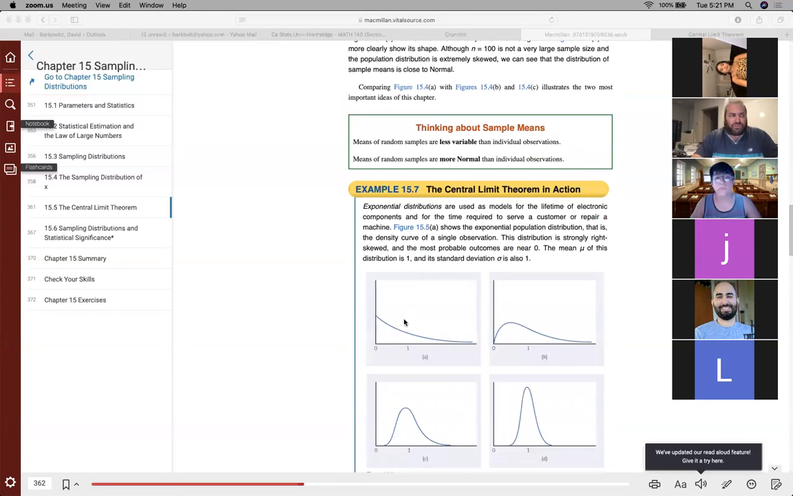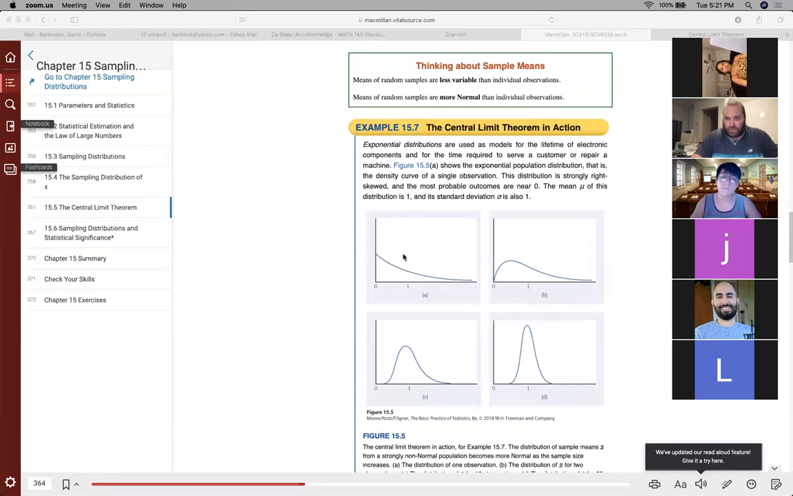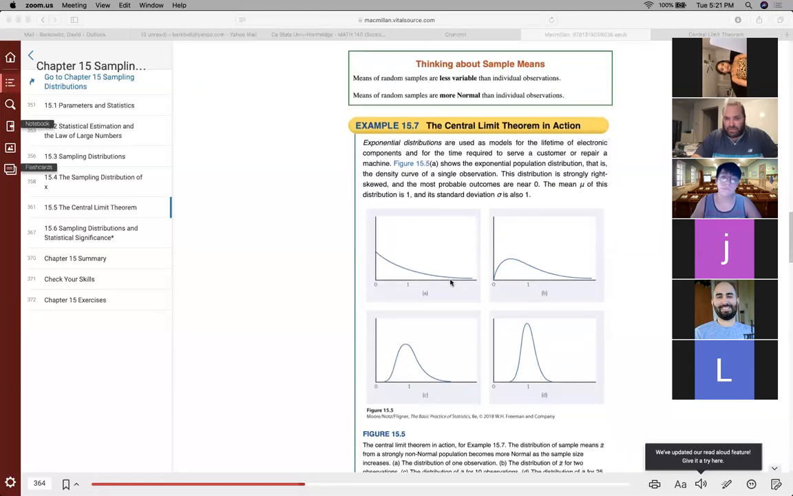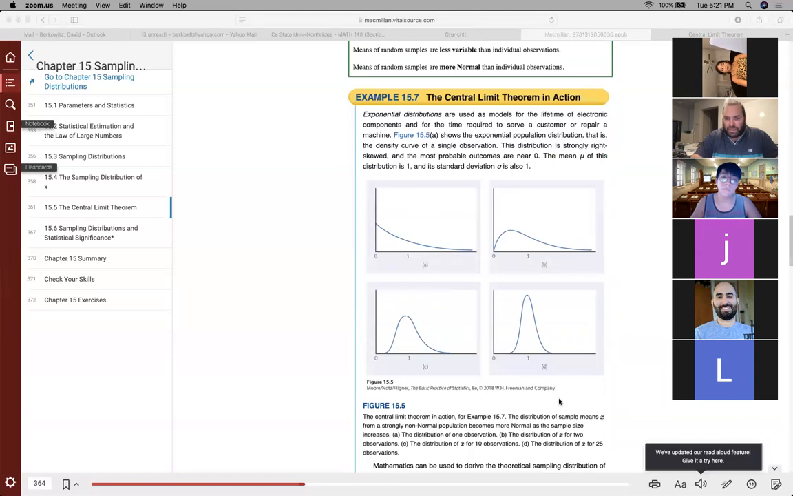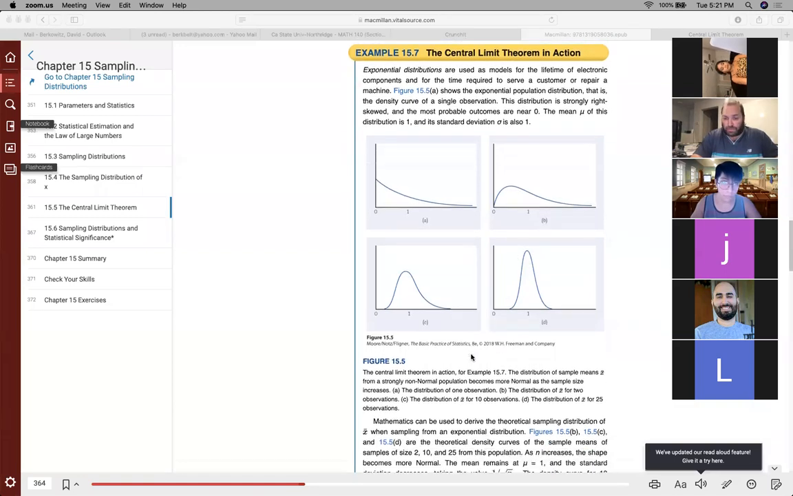Exponential distributions are a very important class of distributions. So here is the original one. A is the original one. B is a sample of size 2. C is 10. And D is 25. So you can see by 25, even an exponential has become very normal looking.